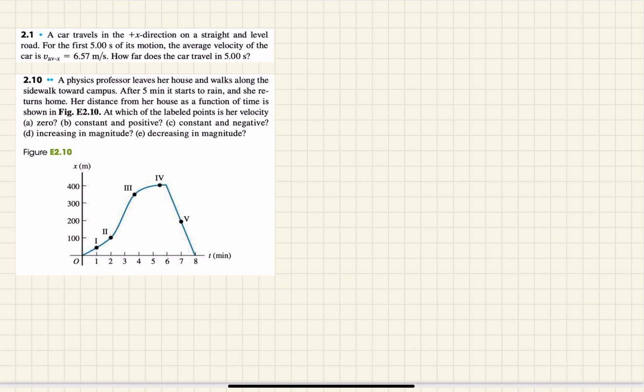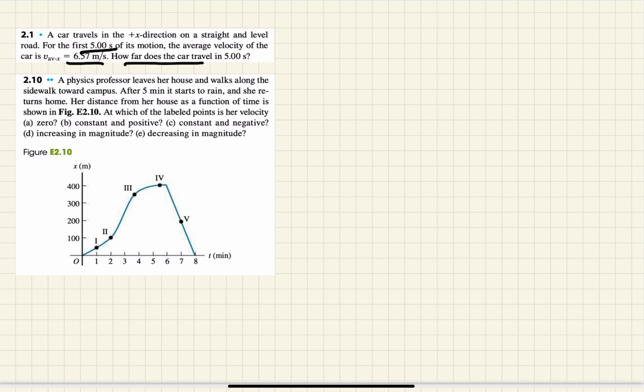So we only have 2 practice problems today. It's usually going to be 3, but this is the first lesson, so we didn't really go over that much. So first practice problem. A car travels in the positive x direction for the first 5 seconds. So we're given a time interval, 5 seconds. The average velocity is 6.57 meters per second. We're given an average velocity. How far does the car travel? That's going to be displacement, change in position.